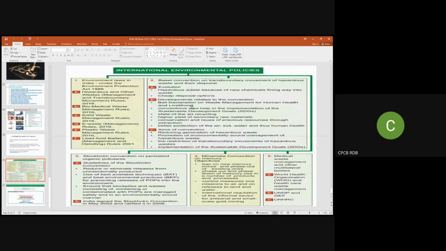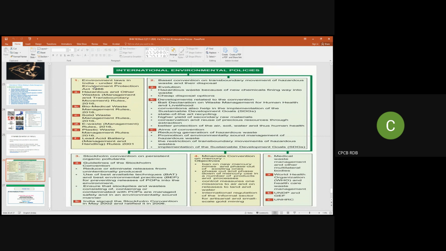Coming to international environmental policies, in India, we have various rules, which include hazardous and other waste management rules, biomedical waste rules, solid waste management rules, e-waste management rules, plastic waste management rules, and lead-acid batteries rules. These are the waste management rules under the Environmental Protection Act notified by the Government of India. As far as hazardous waste management is concerned, there is the Basel Convention on transboundary movement of hazardous waste. As per this convention, the waste cannot be imported or exported without the concurrence of the respective country.